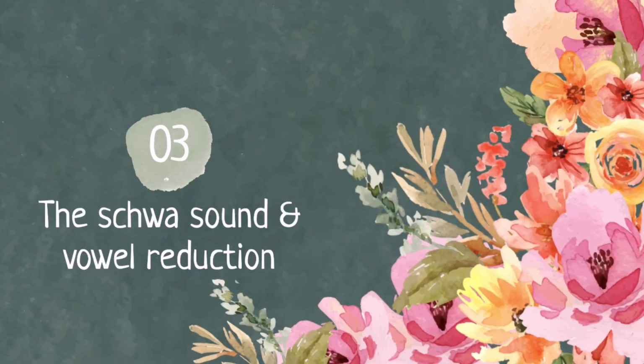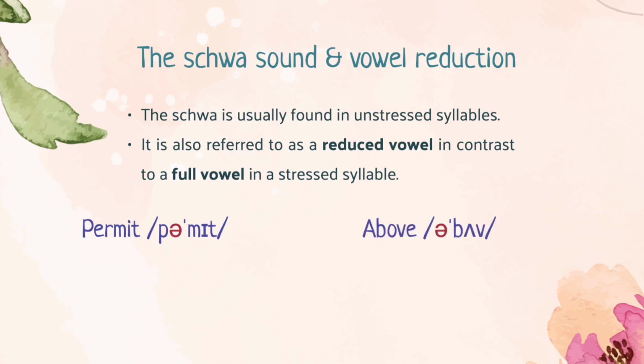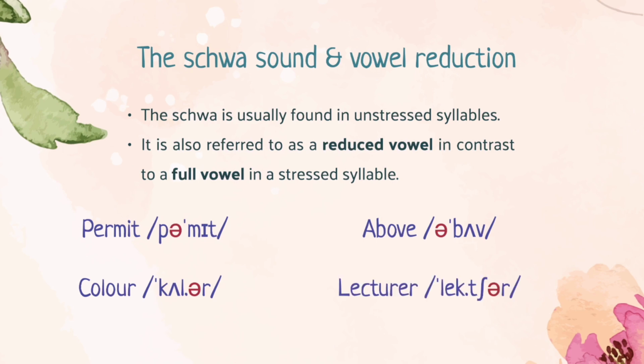The schwa sound can be found in a word like permit, or above, or color, lecture. However, it's not just the schwa sound that can occur in the unstressed syllable. Sometimes we can find other vowels that occur in this unstressed syllable as well.